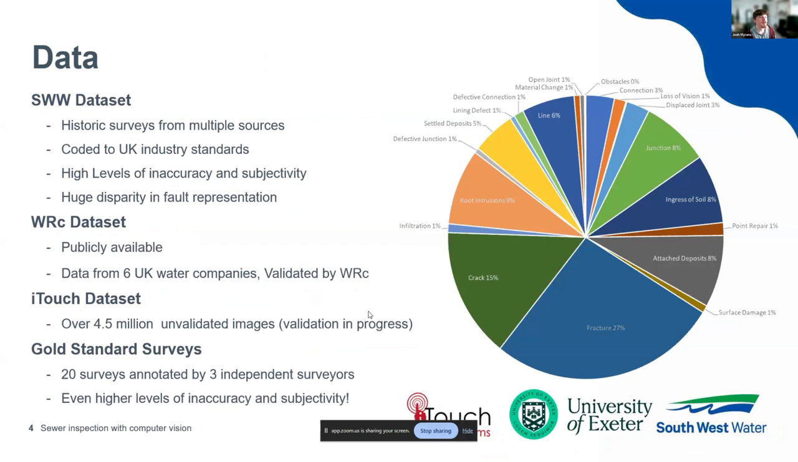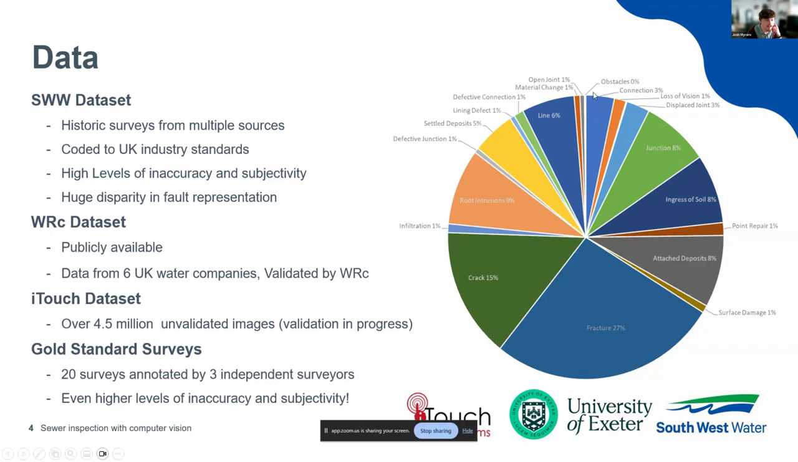I've mentioned the data, so this highlights another challenge with this. We've already used historic surveys from multiple sources, so there's a lot of subjectivity that I've already mentioned. And the other thing I want to highlight now is the huge disparity in fault representation. As you can see from this lovely pie chart, this is a representation of the distribution of faults within South West Water within our data set. There's lots of cracks and fractures. They make up a significant chunk of those. They're really common. Root intrusions are pretty common, and deposits are pretty common.